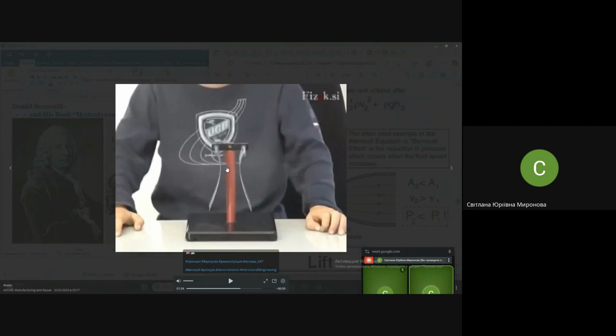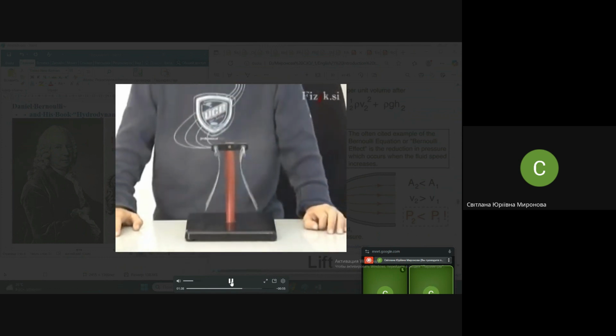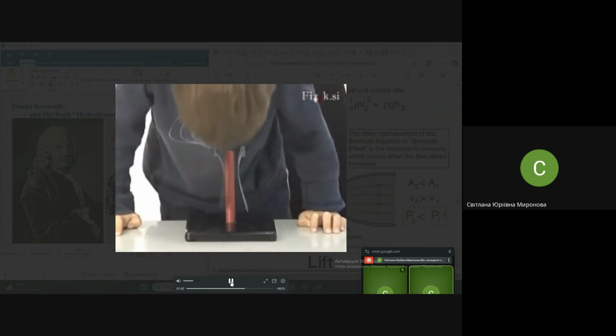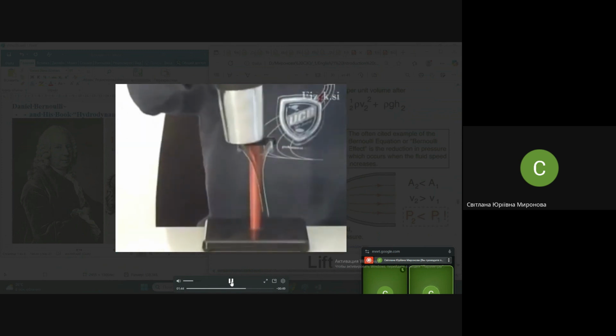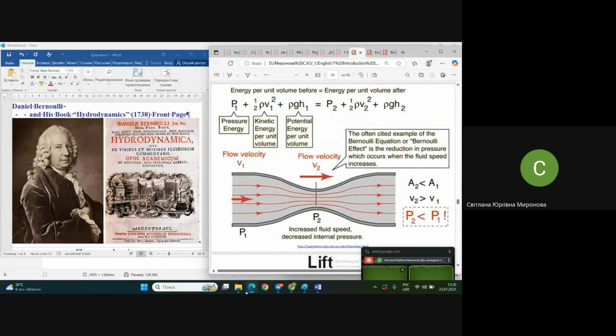And the same experiment, but with other objects. Something similar we usually do with pieces of paper in class. Look, when the boy blows, they are gluing to each other, adhering to each other, instead of what we wait for, that they will fly away. Yeah? That was a demonstration of the Bernoulli principle.